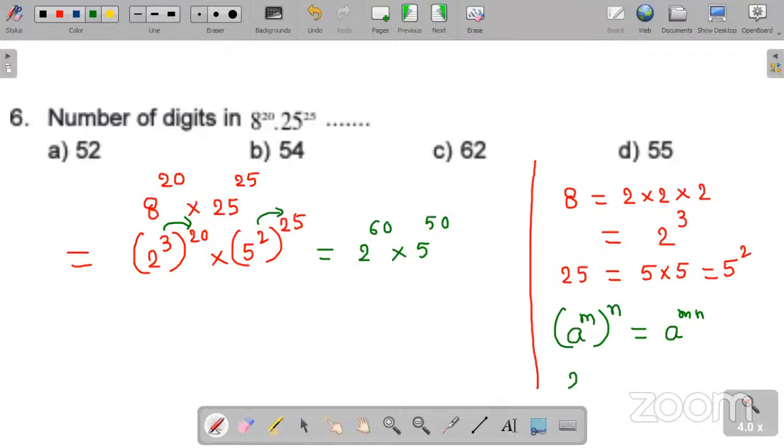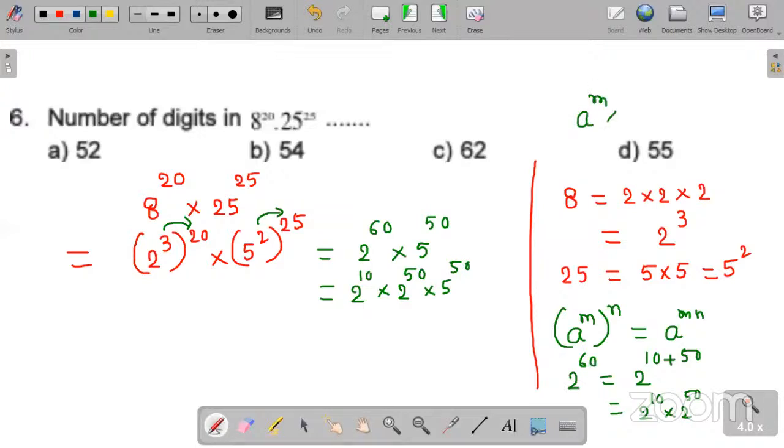Again, one more interesting fact: 2 to the power of 60 we can write as 2 to the power of 10 plus 50. That means 2 to the power of 10 into 2 to the power of 50. So we have one more formula: a to the power of m into b to the power of m can be written as ab to the power of m. So this we can write as 2 to the power of 10 into (2 into 5), and 2 into 5 means 10, so 10 to the power of 50.